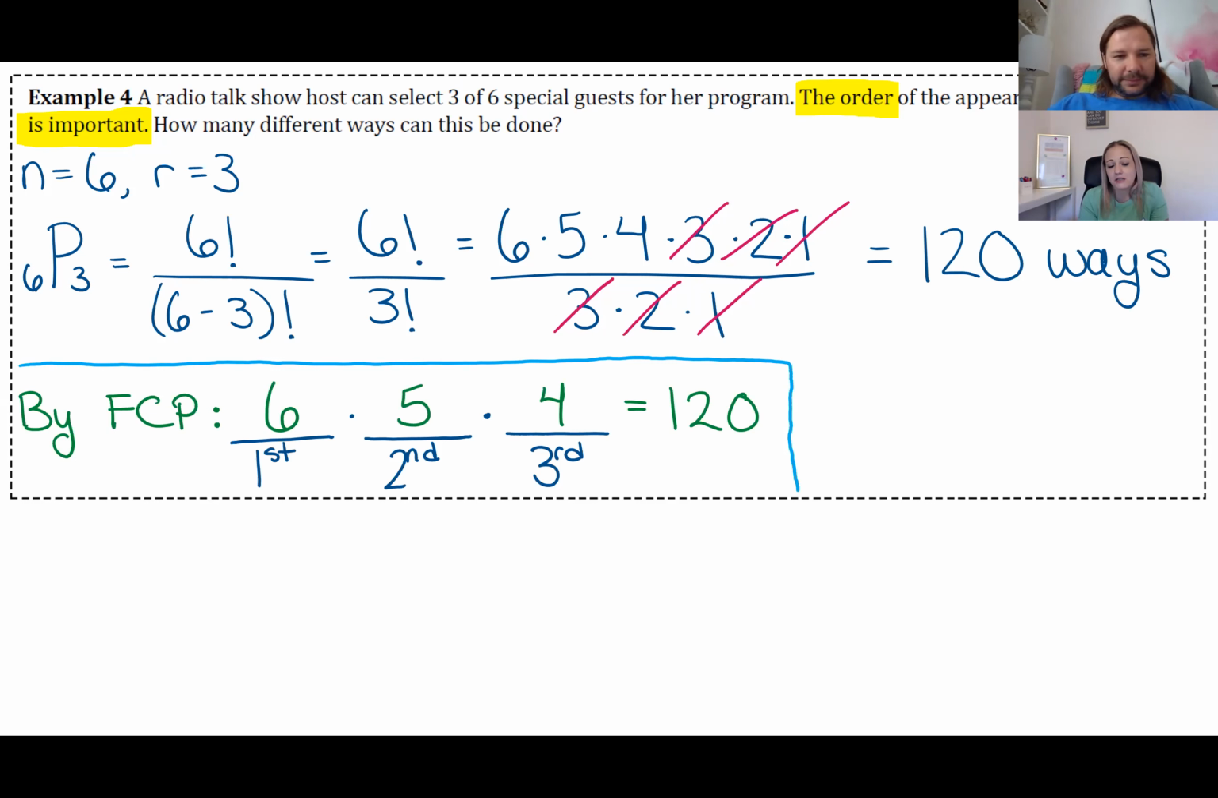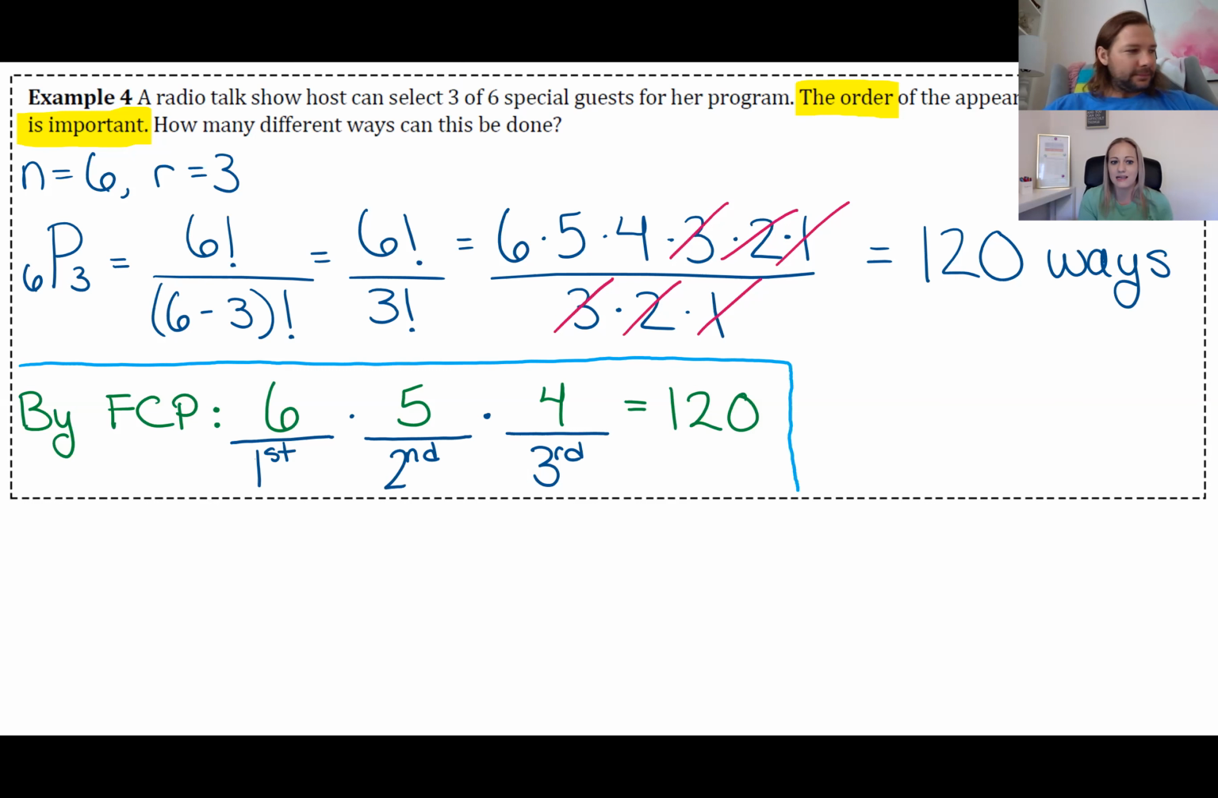Yeah, and that's what you actually mentioned right at the beginning there. So an alternative way of answering this question is to view it as a sequence of events where your first event is picking whatever guest comes out first, then whoever comes out second, and then whoever comes out third. When you pick the first guest, you have 6 options, and once you've selected one, you have 5 left over, and then 4 for the third guest. So either way, you end up doing 6 times 5 times 4 and getting 120.